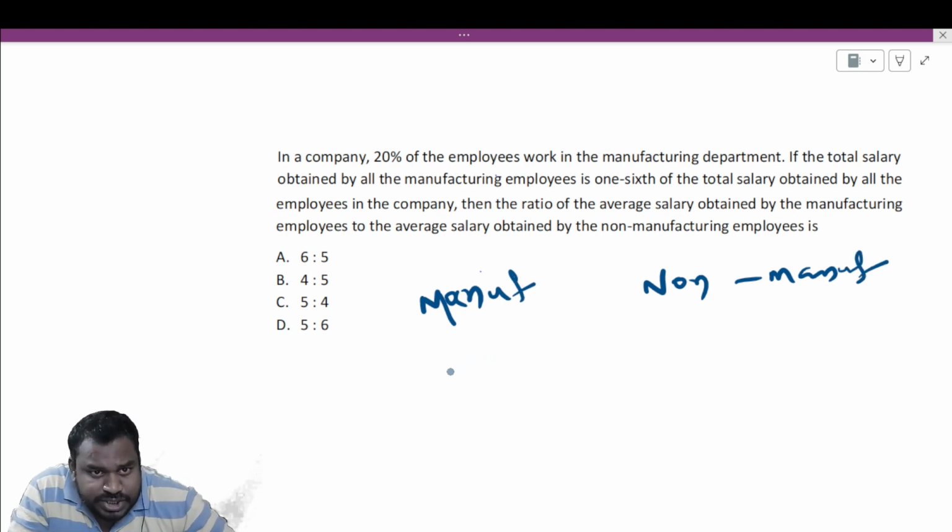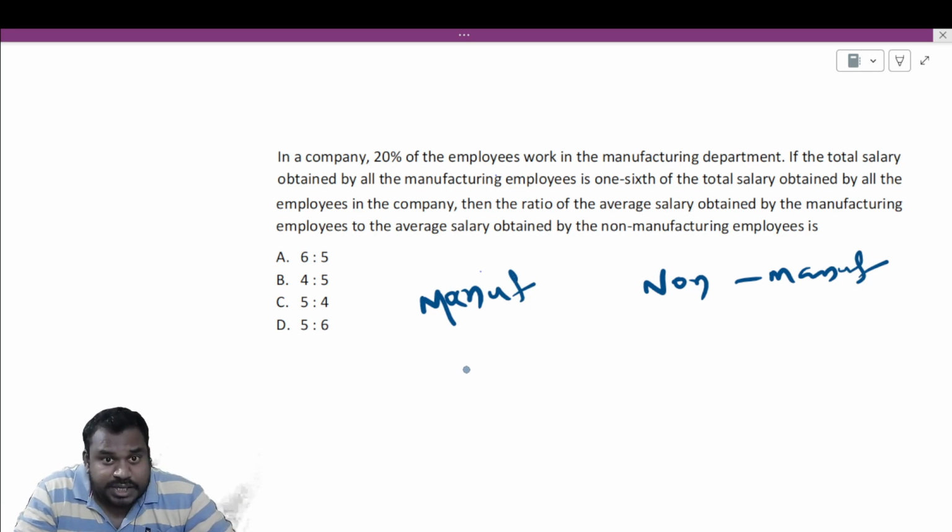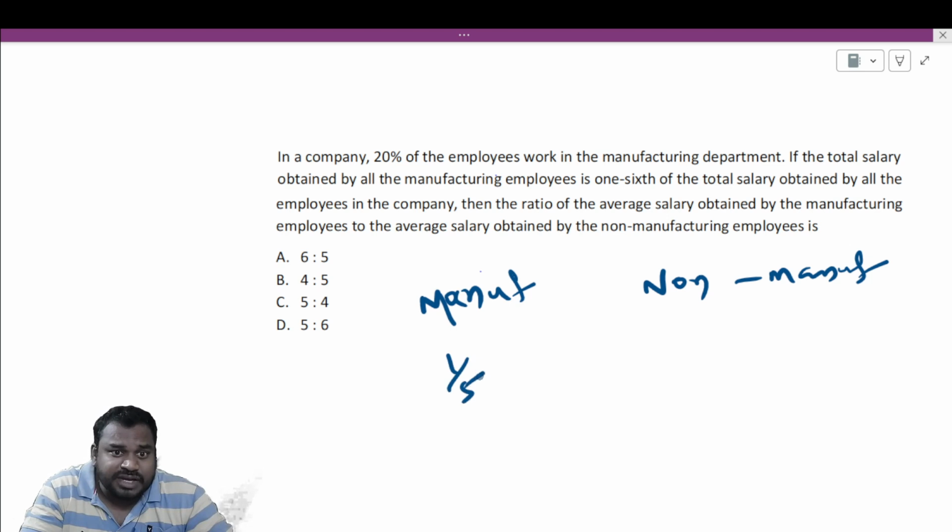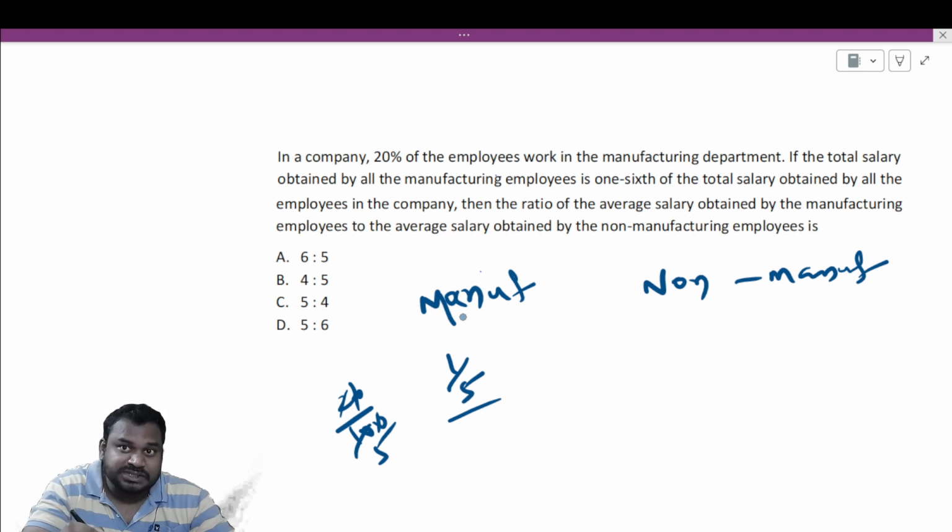So in a company, 20% of the employees work in manufacturing. 20% is nothing but what? 1 by 5. See, I have covered percentage classes. So you should be answering the fractions based on the percentage given. See, 20% is nothing but 20 by 100. 20 by 100 is 0.2, and 20% is 1 by 5. 40% is 2 by 5. 60% is 3 by 5. Like that, you have to do.